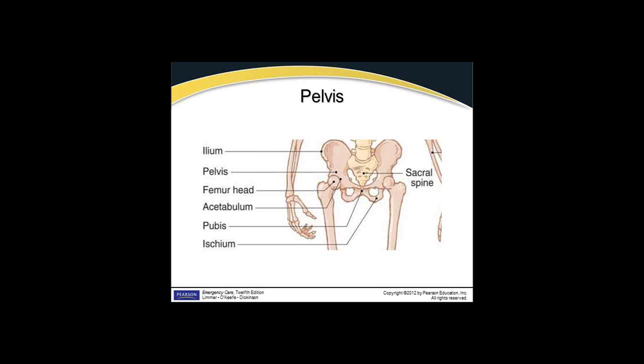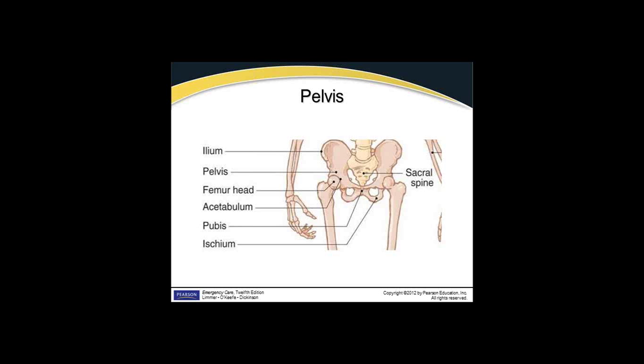The bones that make up the pelvis, part of it is the spine and the sacral vertebrae, but we have the ilium, which are your major hip bones. You have the ischium, which I like to refer to as your butt bones. When you've been sitting for too long and your butt hurts, it's usually because you've been sitting on that ischium. The heads of the femurs fit into little divots called acetabula, and that's the majority of what makes up the pelvis.